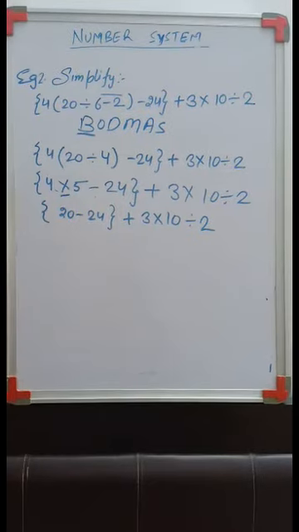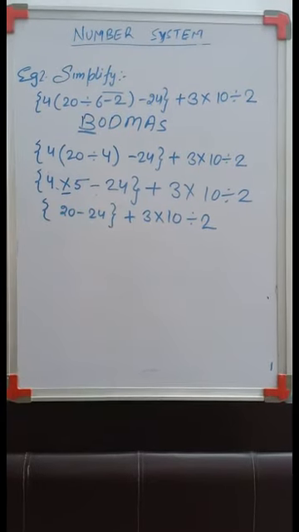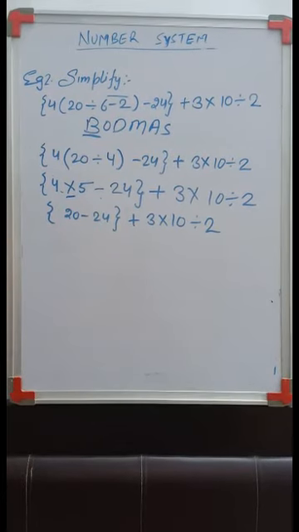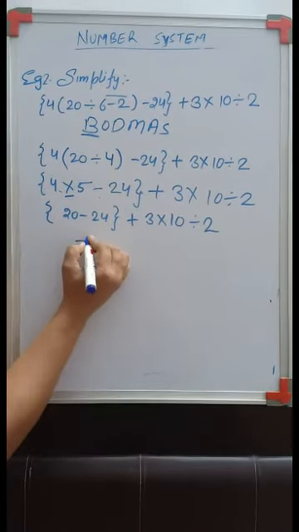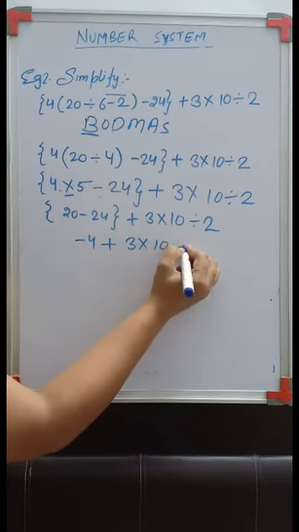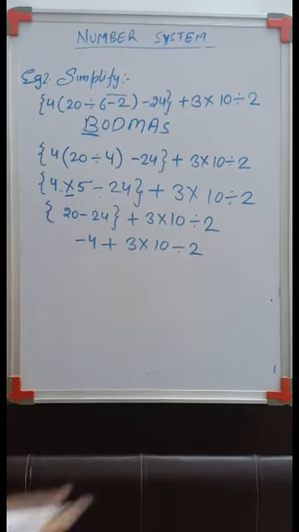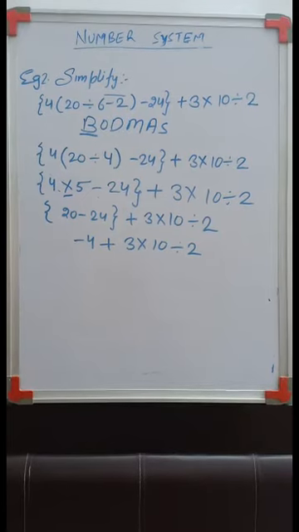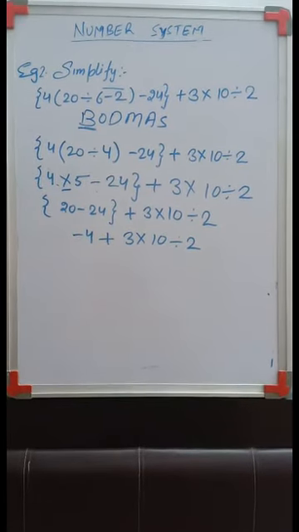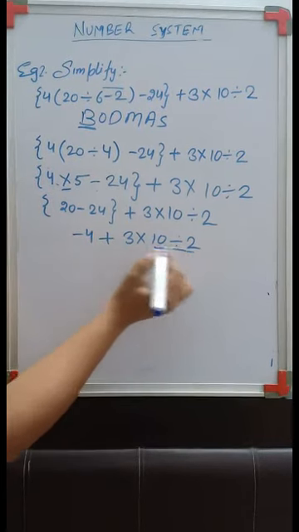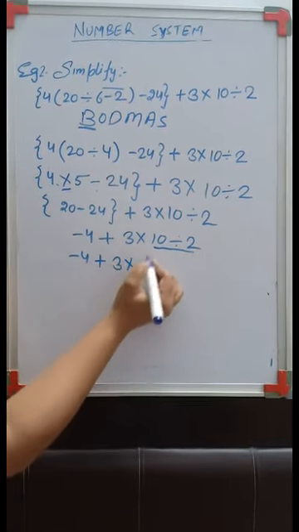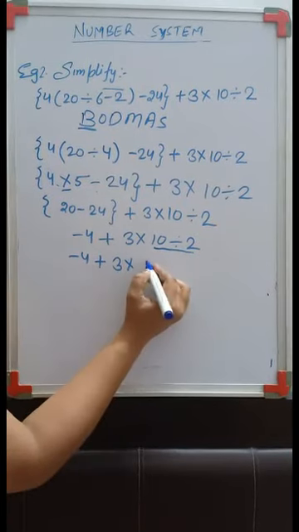Next, the last bracket we have. So 20 minus 24 is how much? 20 is lesser, 24 is greater, so it will become minus 4, remaining terms as it is. Now we have opened all the brackets. So after bracket, what is there? Division. Is there any division sign? Yes, this is over here. So minus 4 plus 3, multiply sign, 10 divided by 2 is how much?